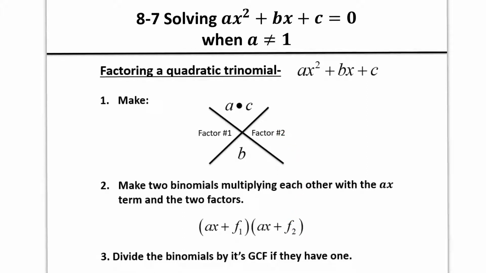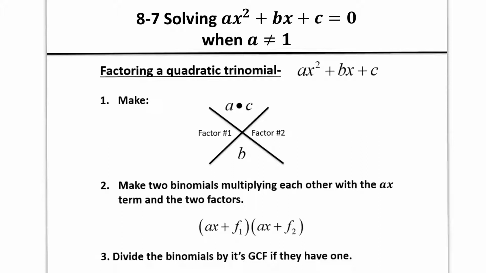And the next step is very important for this video, when you have a trinomial when a is not equal to 1. Very important. You cannot forget the next step. The next step is, when a is not 1, make sure you divide the binomials by its greatest common factor if they have one. If you can divide these two numbers by a common factor, the greatest common factor, you have to. If you don't do that, your answer will be totally wrong.